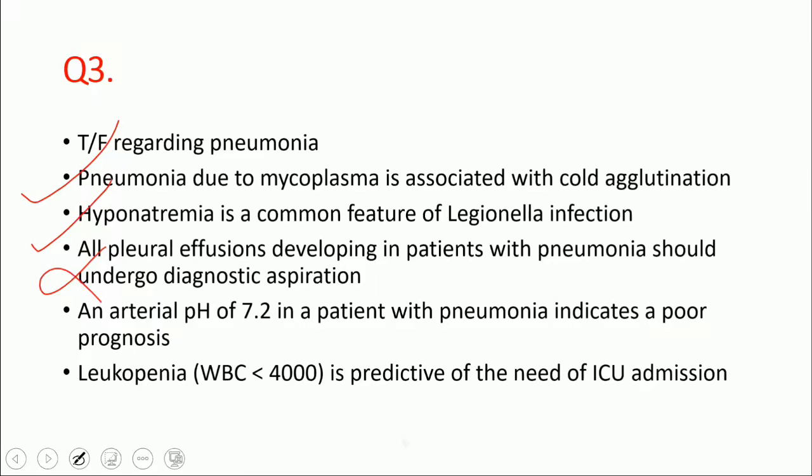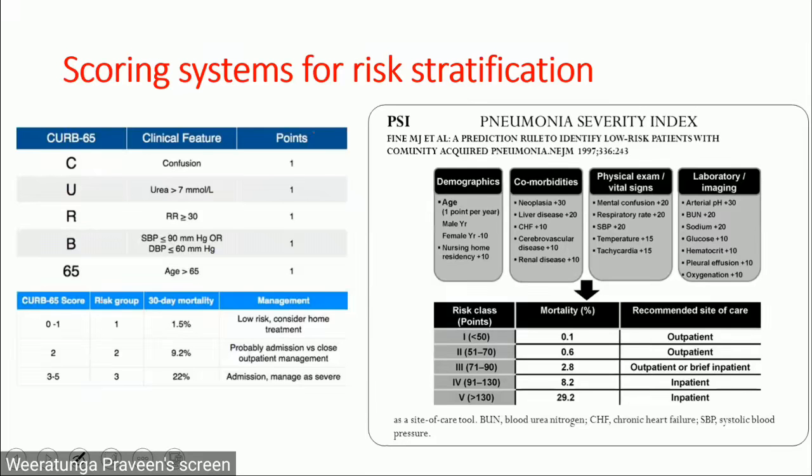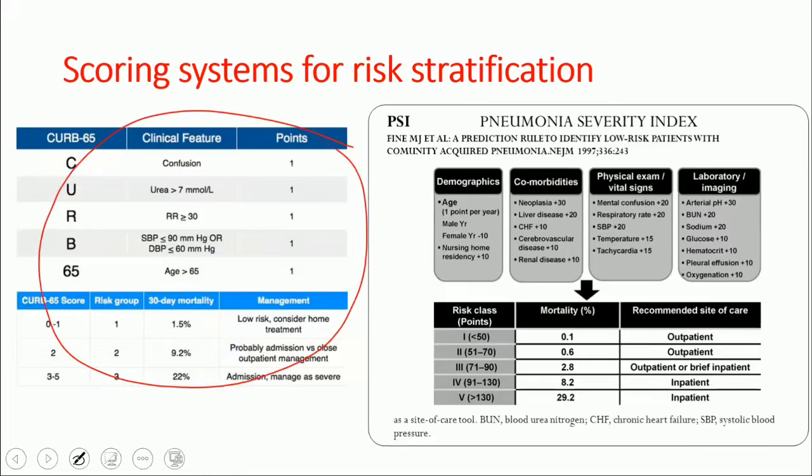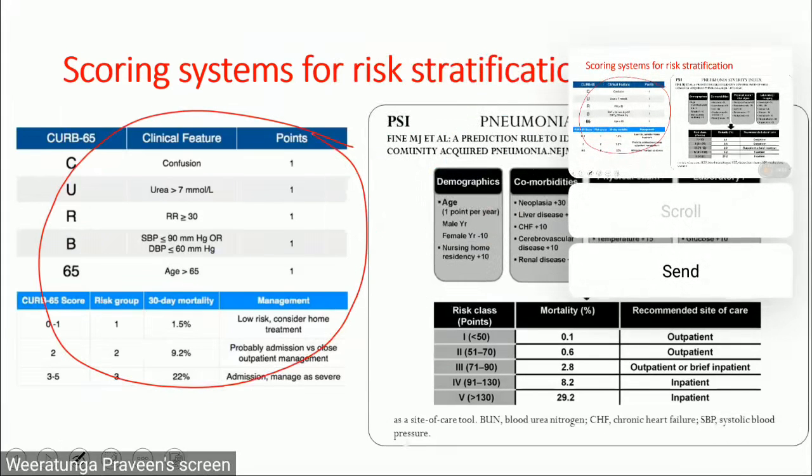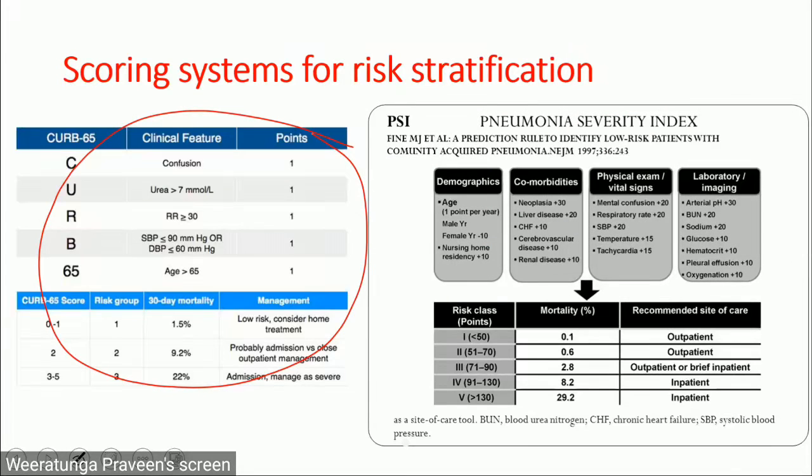Right. Now, the last two statements in this question focus on the prognostic markers of pneumonia, or the markers that indicate severity in pneumonia. Of course, you have to know the CURB-65. CURB-65 is an important prognostic marker of pneumonia, and this is mostly used for community acquired pneumonia. But there are other scores like the pneumonia severity index, which are also severity scores.